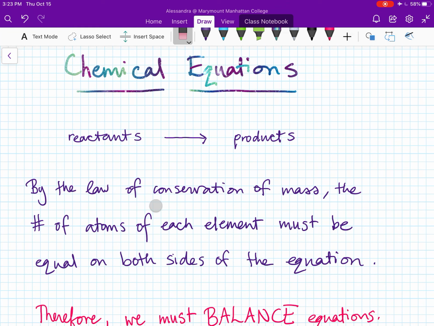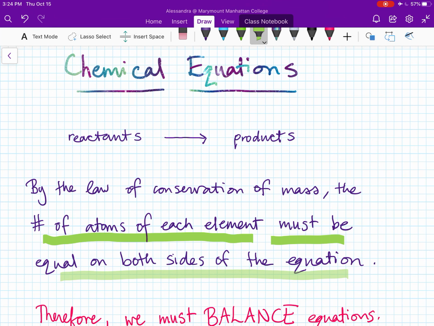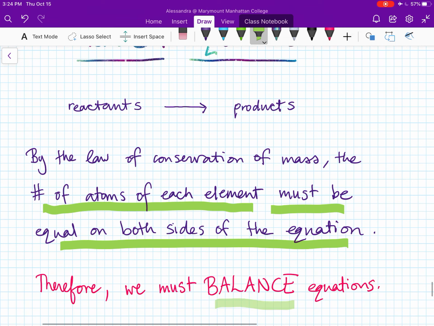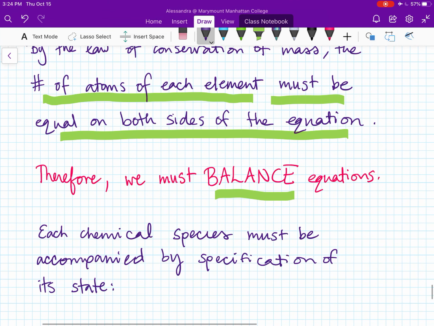So, if we think about the law of conservation of mass, we know that what we start with is what we end up with. That means that the number of atoms of each element on either side of the equation has to be equal. So in the reactants and products, the number of atoms of each element have to be equal. And for this reason, we have to balance chemical equations. Balancing chemical equations is an art, and what I would like you to do is be very, very careful about how you write and balance your chemical equations to describe chemical reactions.